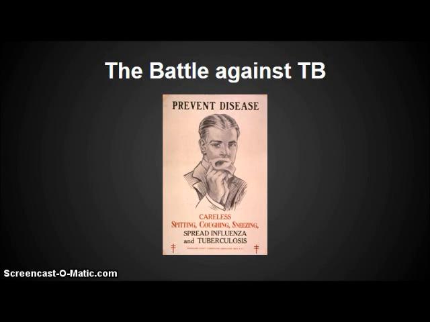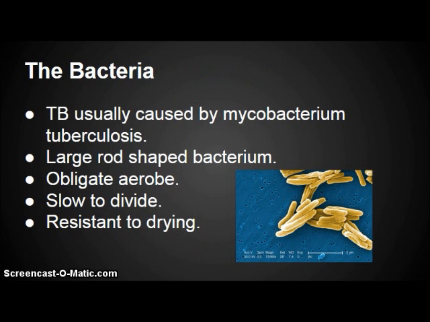Tuberculosis, or TB for short, is usually caused by a bacteria called Mycobacterium tuberculosis. It is a large non-motile rod-shaped bacterium. It is 2 to 4 micrometers in length and between 0.2 and 0.4 micrometers in width. It is an obligate aerobe, and thus it is mostly found in the upper part of the lungs or other oxygen-rich areas. It divides extremely slowly for a bacterium, taking between 15 and 20 hours to divide.